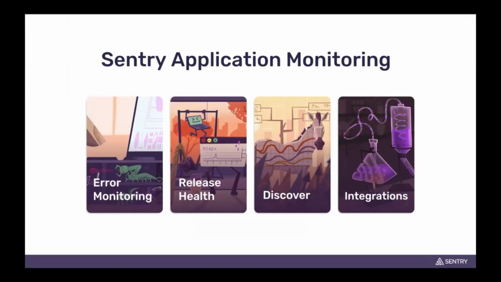Sentry, as we know it, consists of four main pillars. The first being error monitoring. We tell developers that their application is broken, give them all the details, and even show them the commit that caused that error so that we can get to addressing it.